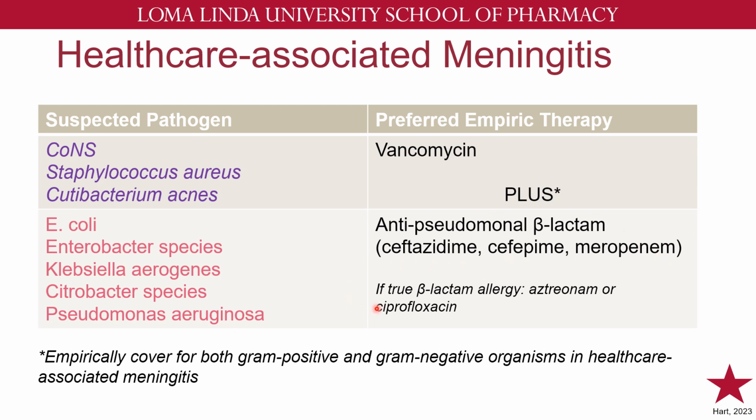If your patient has a true beta-lactam allergy, then alternative agents can be aztreonam or ciprofloxacin. So again, empirically covered for both gram-positive and gram-negative organisms in the healthcare-associated meningitis patients. So vanc plus an anti-Pseudomonas beta-lactam.